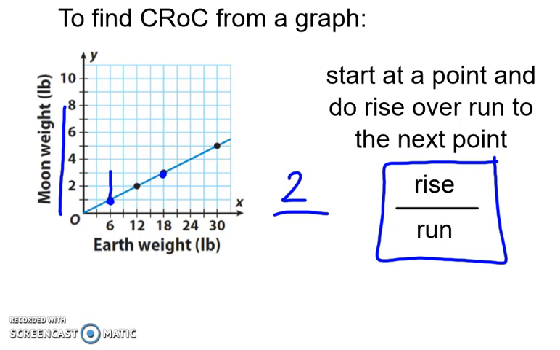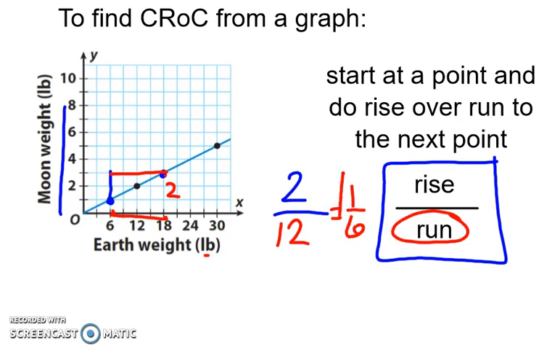And then you're going to count over, or run is the over, how many do you have to count to get to that dot. So this is 0.1 and this is 0.2. I'm going to count 1, 2, 3, 4 units over. But if you look down here, each unit is actually worth 3 pounds. So 4 times 3 is 12. So from 6 to 18, I actually moved 12 units. Okay? So when I simplify that, that would be 1/6. And so that would be my constant rate of change and how I would determine that from a graph.